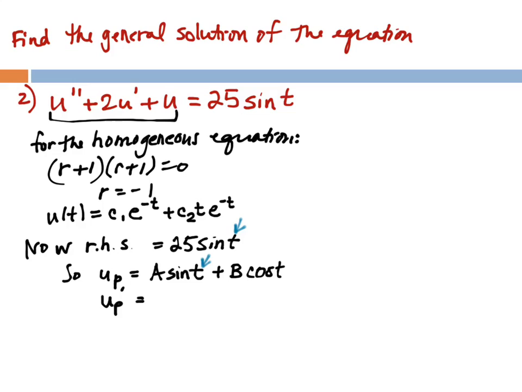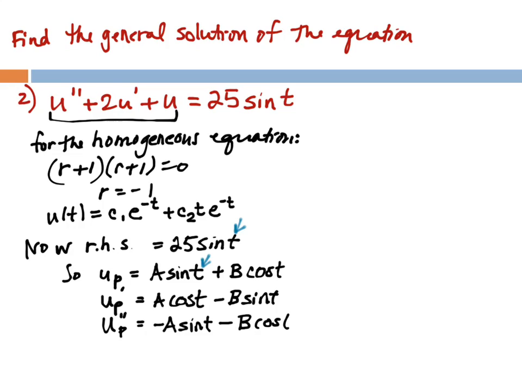James mentioned getting some negatives and positives out of this. A cosine of t. Good. Minus b sine of t. And how about the second derivative? Minus a sine of t minus b cosine t. Everybody good with that? Okay.